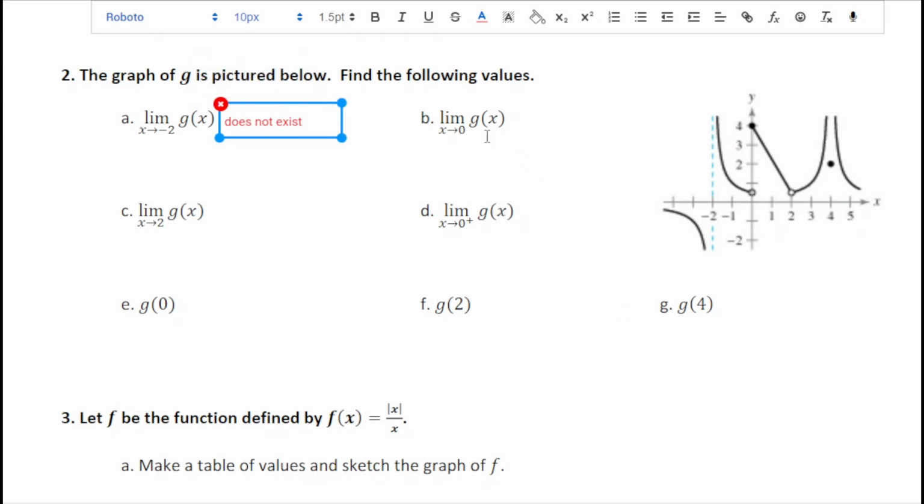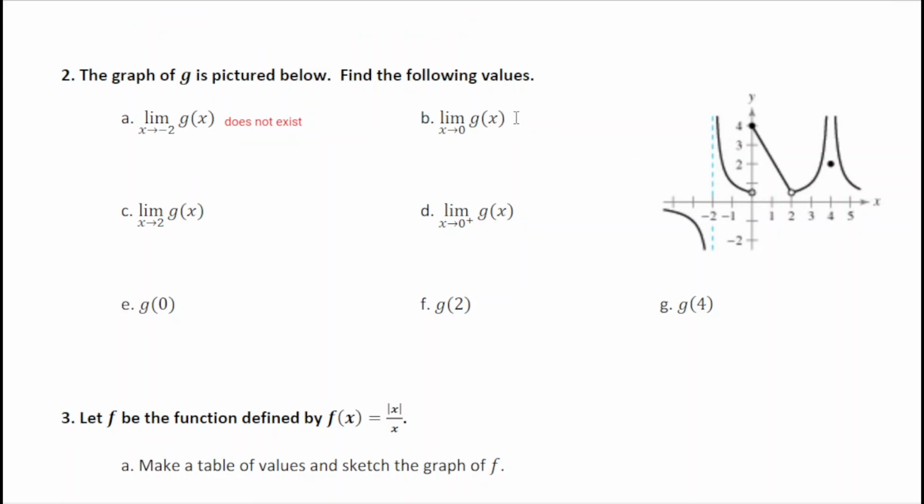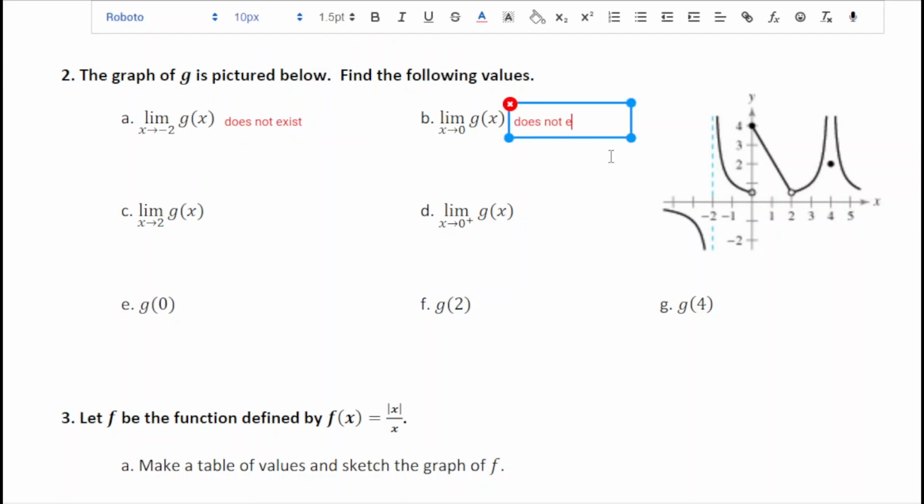Part B says the limit as x approaches 0. Now from the left we're approaching what looks to be about a half, but from the right we're approaching 4. So since those two do not agree, we have another one that does not exist.